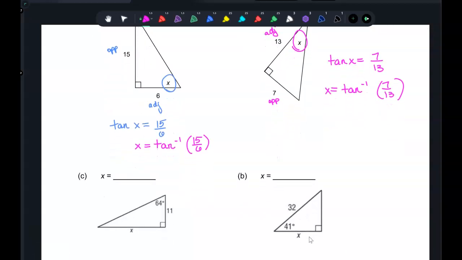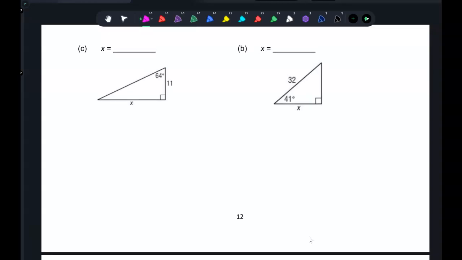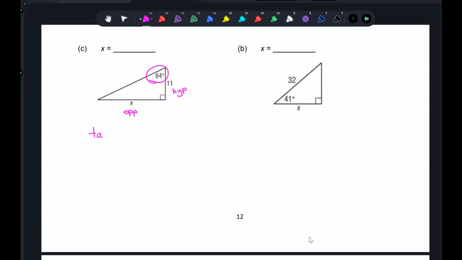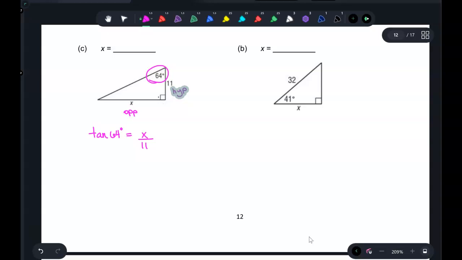Now you don't use the inverse. This is going to be the regular one. So this is now, oh, it happens to be tangent again. Tangent of 64 equals opposite over adjacent. Oh, I'm sorry, that's supposed to be adjacent. There we go.